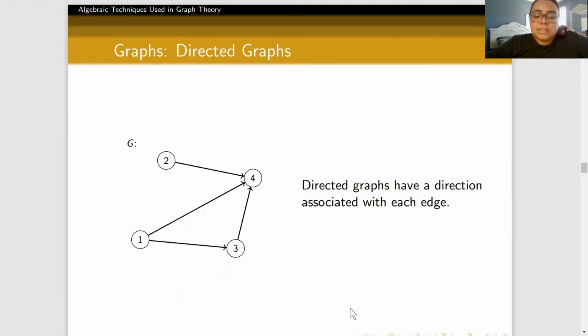So there are similar matrices for directed graphs. A directed graph is a graph where the edges, which are now called arcs, have a direction associated with them. And we can see the direction by the arrows. Directed graphs also have out degrees and in degrees. The out degree is the number of arcs going out from a vertex, and the in degree is the number of arcs coming into a vertex. So for example, vertex 3 has an out degree of 1 because there's an arc going out to 4, but it also has an in degree of 1 because there's an arc coming in from 1.